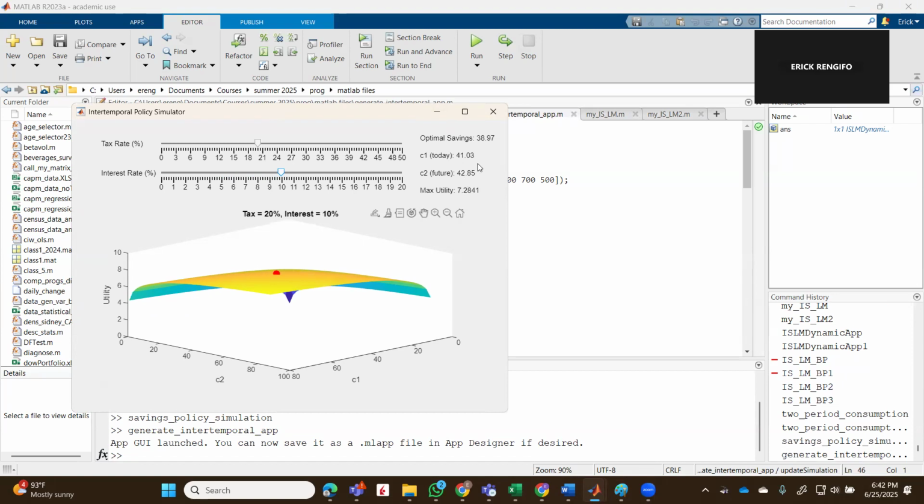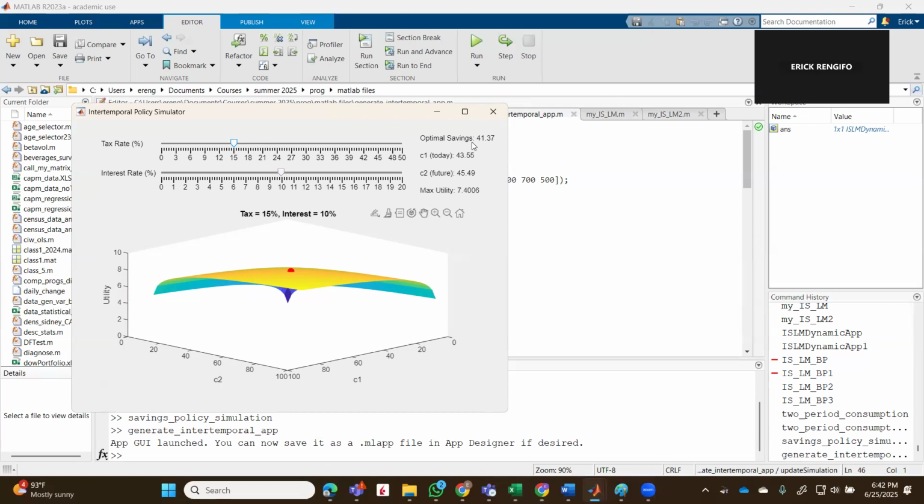Do you see? I will consume 41, but as soon as my R is higher, I will consume more in the future. This improves my utility, and my optimal saving doesn't change because the optimal savings depends on the disposable income. So the only way I can change my optimal savings is by moving this one to 15. You see? If I move this to 15, now I will consume 43 because I have more income now.